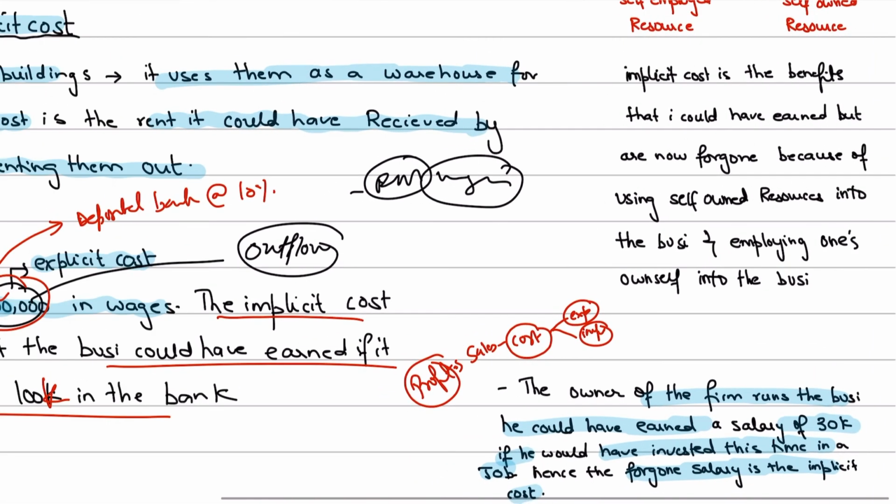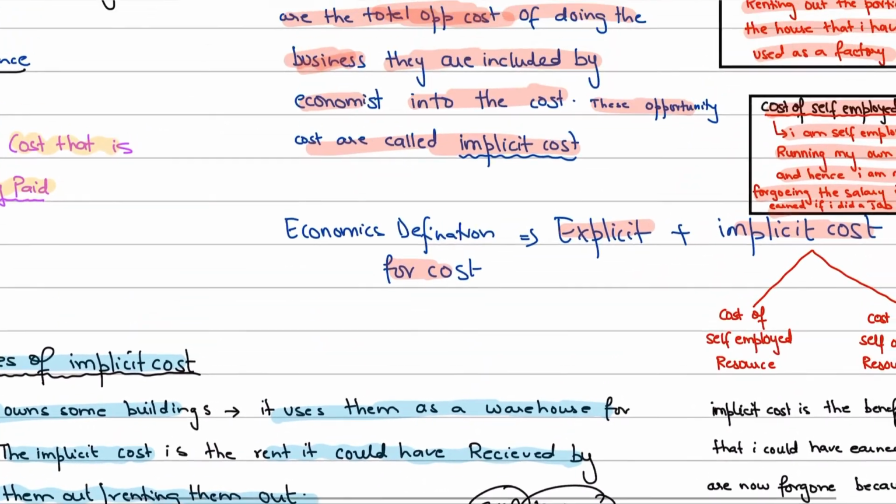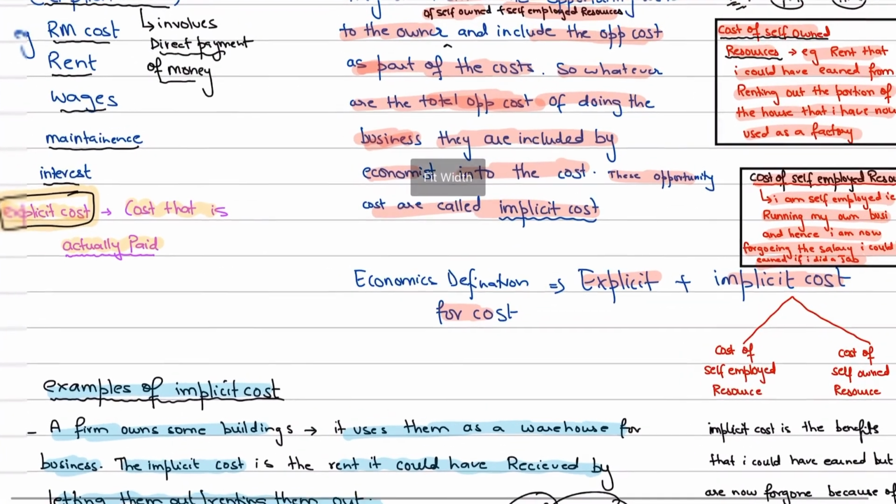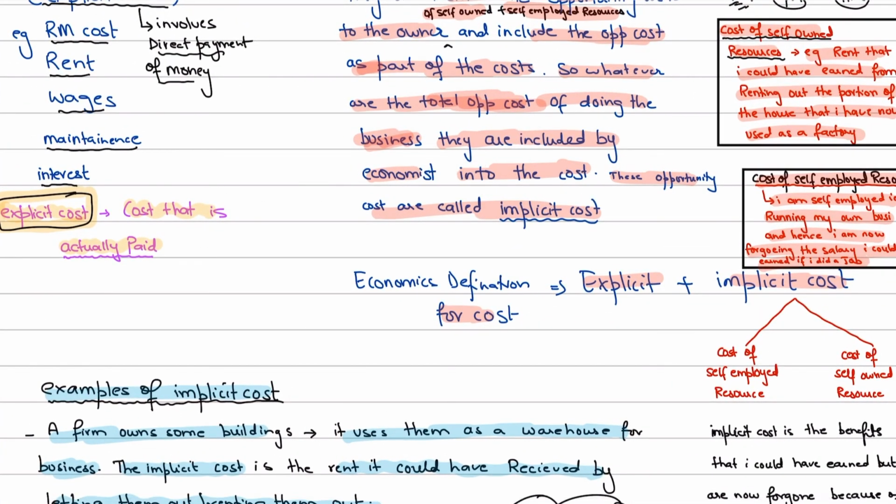So guys, in this video we discussed what implicit and explicit cost is, and in the coming videos we are going to be discussing further variations of costs. If this is the explicit cost and this is the implicit cost, costs are further divided into fixed costs and variable costs, and then there is average cost and marginal cost, and we'll be seeing that in the future videos.